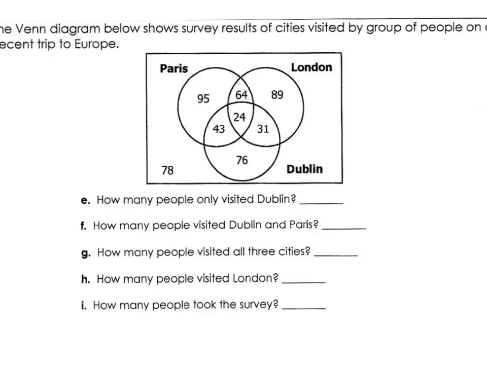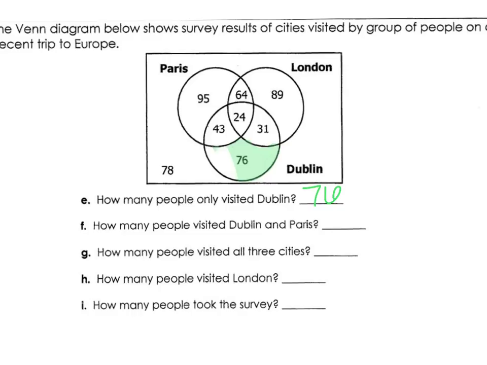All right, part E, how many people only visited Dublin? So what we want to do is look here and just look at the part of our Venn diagram where it's just people who visited Dublin. They didn't go anywhere else but Dublin. And that would just be those 76 people. So 76 people only visited Dublin.